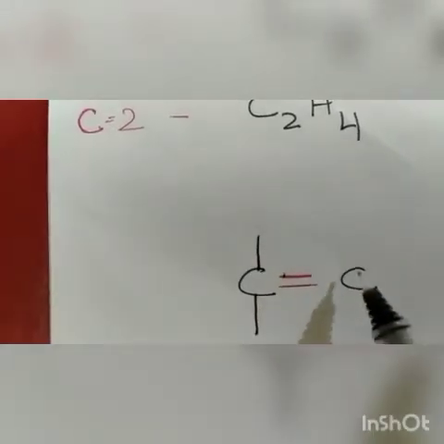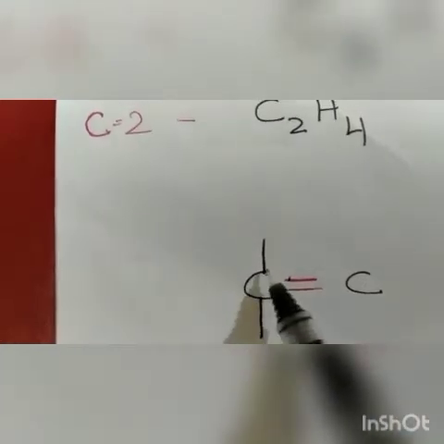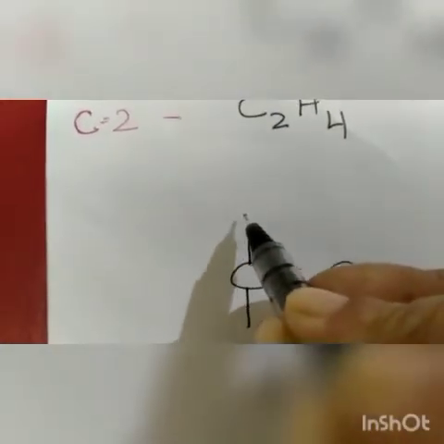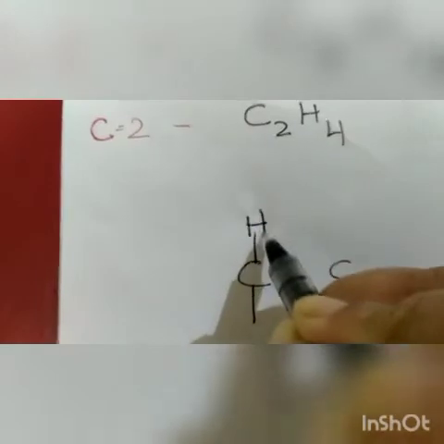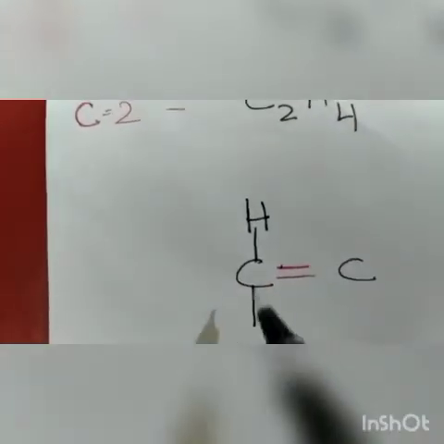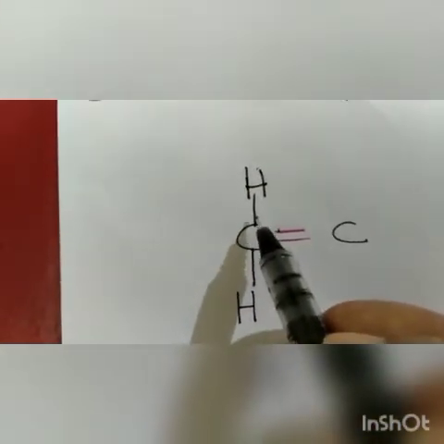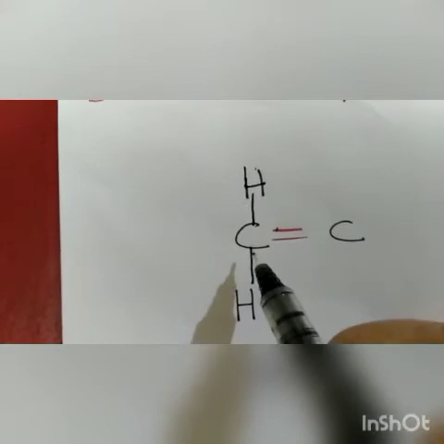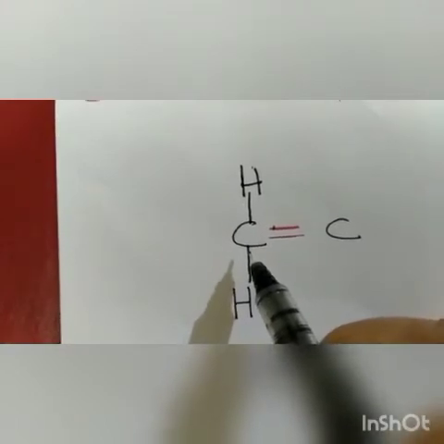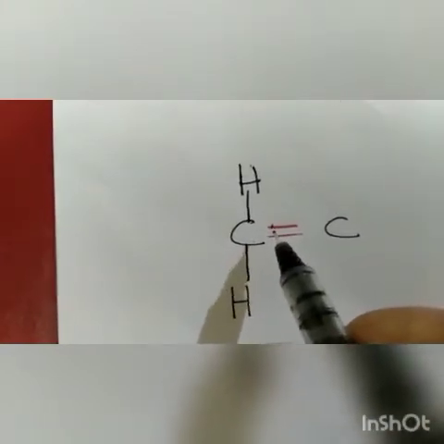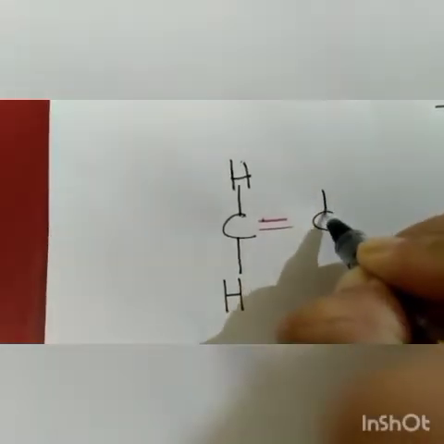So 2 electrons are shared with this carbon atom. 1 electron is shared with hydrogen. Here also 1 electron is shared with the hydrogen, and hydrogen's 1 electron is shared with this. So here this carbon will have 2 electrons, here also this carbon will have 2 electrons, and here this carbon will have 4 electrons. Similarly, here also you can do.